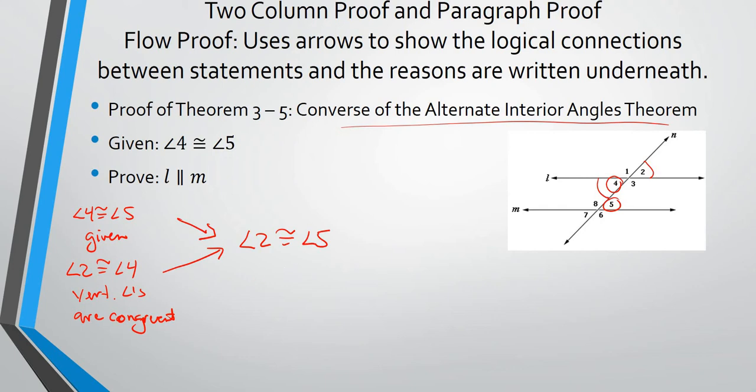What lets me say that based on these 2 pieces of information? So that's our transitive. If 2 is congruent to 4 and 4 is congruent to 5, then 2 is congruent to 5. That's my transitive. 2 is congruent to 5. And look at 2 and 5.